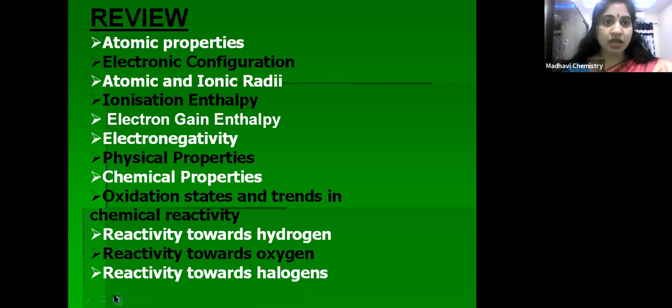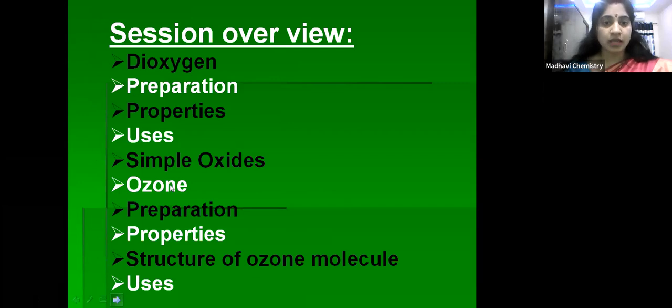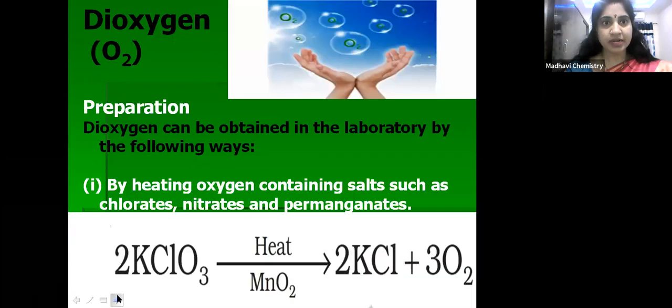Now let us see what are the subtopics that we are going to cover today. Let us see dioxygen, and its preparation, properties, and uses we will discuss. Simple oxides. Next, ozone: preparation, properties, structure of ozone, and its uses. So these are the subtopics that we are going to cover today. Now let us start today's session quickly.